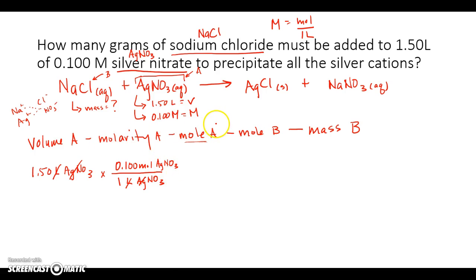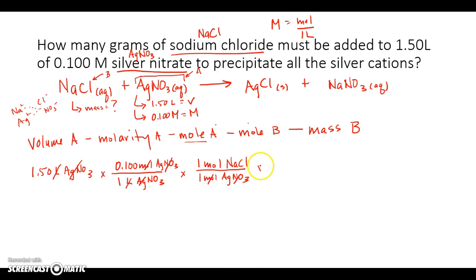So the next step is getting from mole A to mole B. And I use my chemical equation to look at the ratio. And it looks like I have a 1-to-1 ratio. So that means 1 mole AgNO3, and I'll put on top 1 mole of NaCl. That allows these to cancel out.